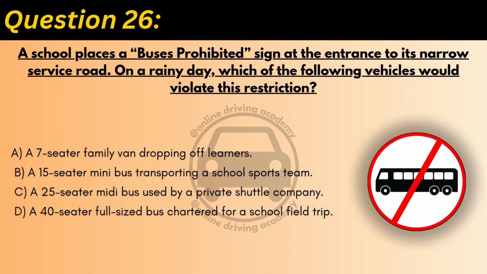Now from all four of these options, only option D is going to be a regular full-length bus. Remember, a regular full-length bus is generally going to have more than 35 seats, right? And since option D is the only one with over 35 seats, it means that option D will be our correct answer.